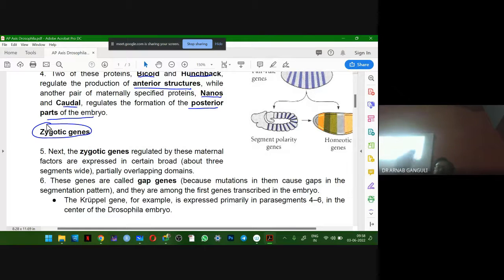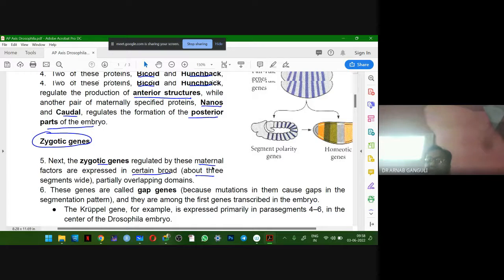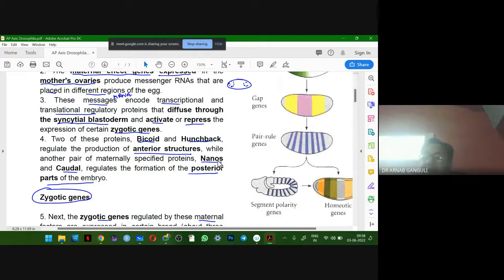So we know that bicoid is in the anterior end, nanos and caudal at the posterior end, bicoid and hunchback. Now they will activate or repress a group of genes known as zygotic genes. These zygotic genes are regulated by these maternal factors, and they are expressed in certain broad segments, about 3 segments wide. If you look at a stain of these mRNA, you will see roughly 3 broad segments, 1, 2, 3. So there are different zygotic genes. We will know the names.